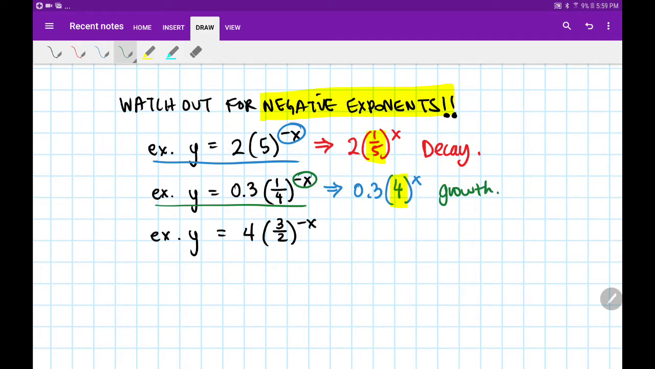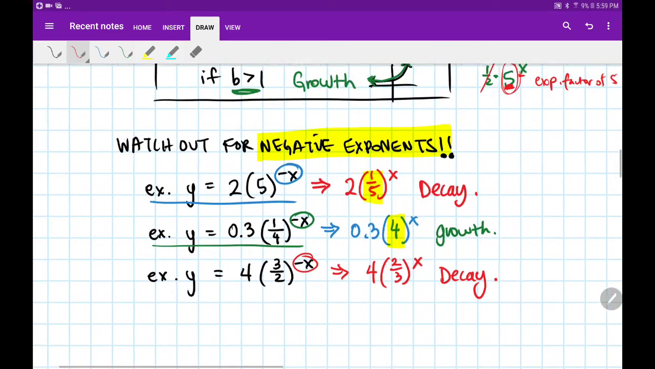Let's look at this final example here. We have a negative exponent, so we've got to rewrite it. So that'll be y equals 4 times, not 3/2, but 2/3 to the power of x. And that means, well, 2/3 is less than 1, right? Because 3 doesn't go into 2, not even once. So this is going to be a decay function.